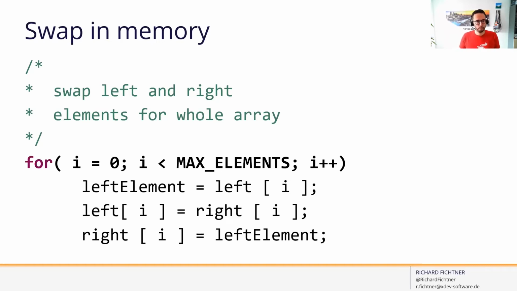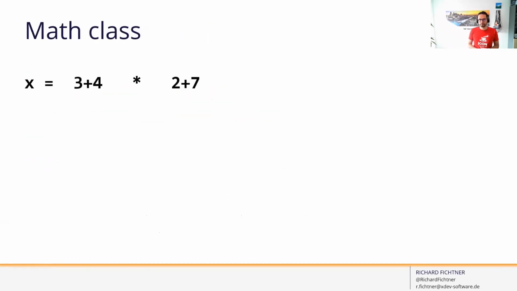Okay. Let's do some math. And of course, in your source code, there will be variables, and I put numbers, so it's easier for us to do the math here. Okay. 3 and 4, this is 7, and on the other side, this is 2 and 7, this is 9. So I'm gonna multiply that, and this should be like 63 or so. Okay, everybody agrees?